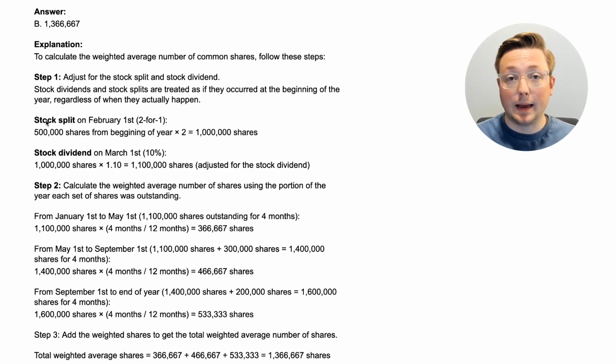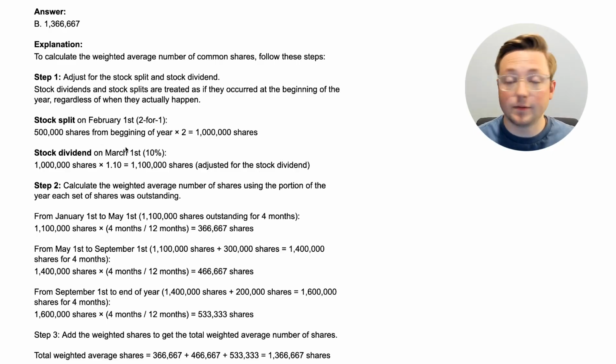Since the stock split happened first, in February compared to the stock dividend in March, this is the thing we calculate first, and then we do the stock dividend, and the stock dividend was 10%. So we take this 1 million shares after the 2-for-1 stock split, multiply it by 1.1, because that will give us the new amount, including the stock dividend. So that gives us 1,100,000 shares, and that's adjusted for the stock dividend.